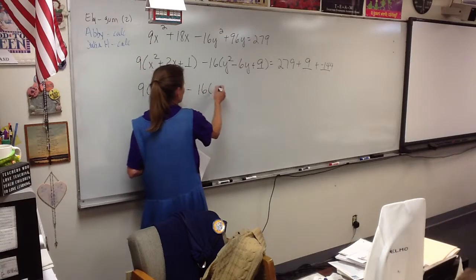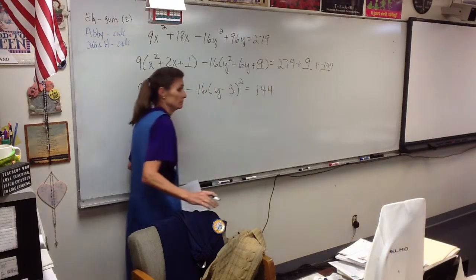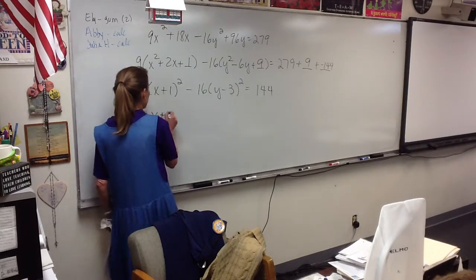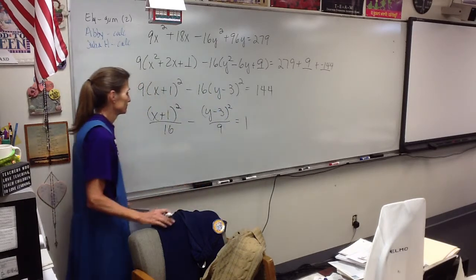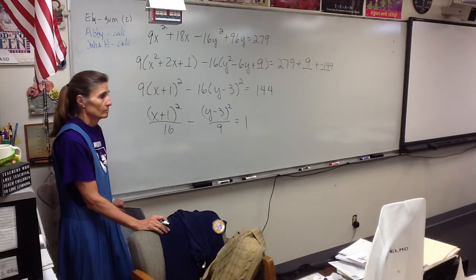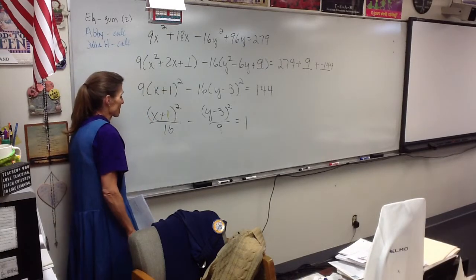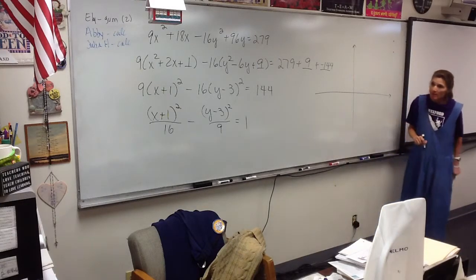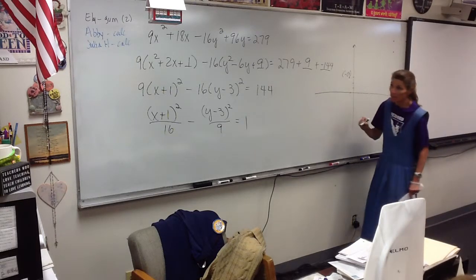You need to stop me if you've got a question. Another carefully rigged problem so that everything comes out beautifully. How did I get from here to here? What did I do? Divided by 144. Okay, now we're ready to start filling in blanks. What can you tell me about my hyperbola? Center's at negative 1, 3, so we can fill that in. Everybody okay with negative 1, 3?